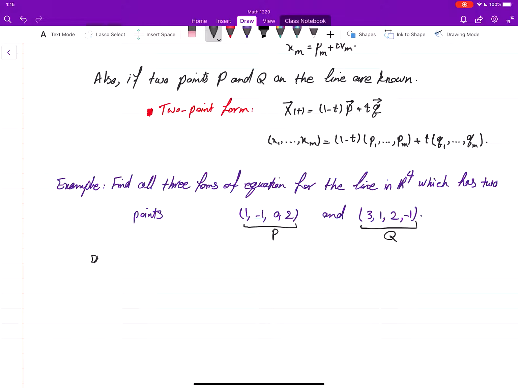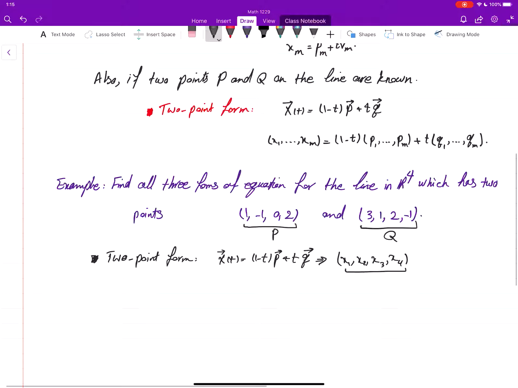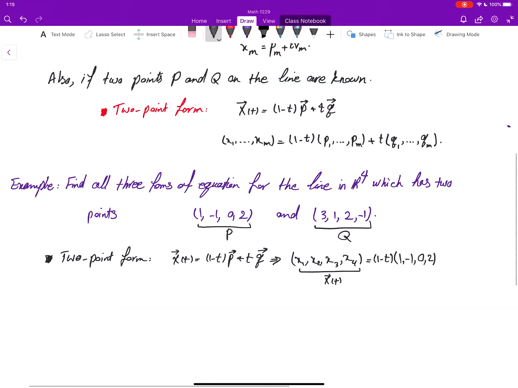Then we can write the 2-point form right away, which is x(t) equals (1 minus t) times P plus tQ, and this is, well, we can write x1, x2, x3, x4, or just simply for this one you can write x(t) equals (1 minus t) times P, which is this, plus t times Q, which is (3, 1, 2, negative 1).